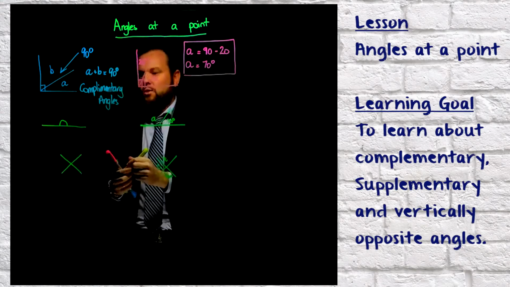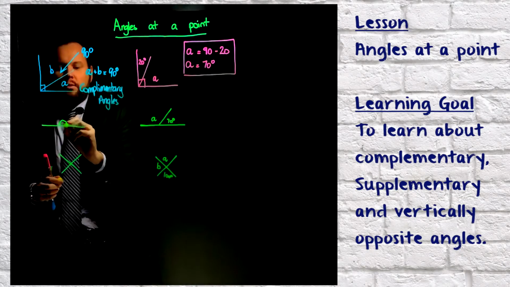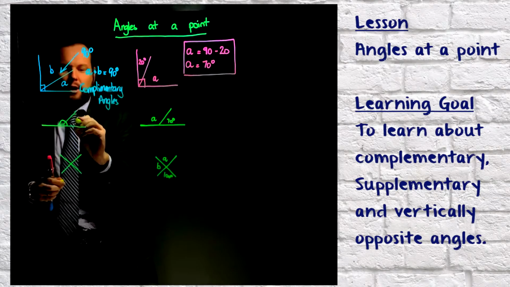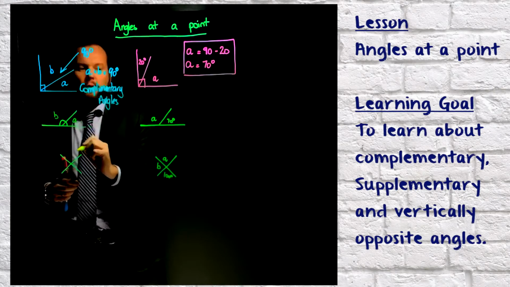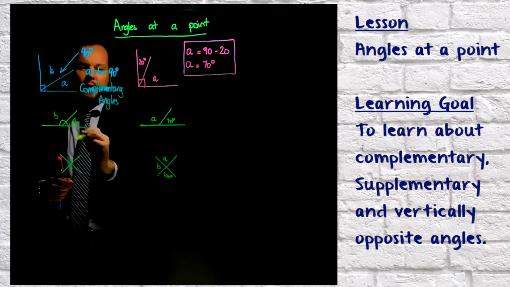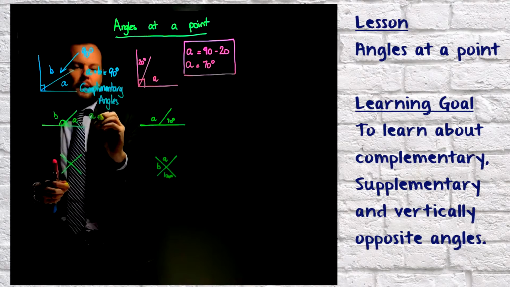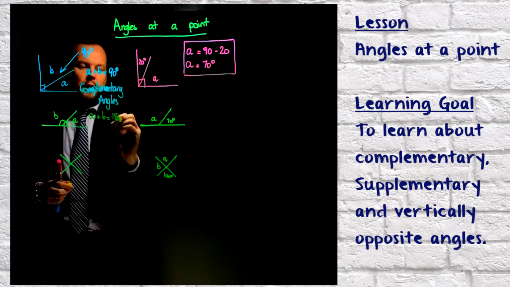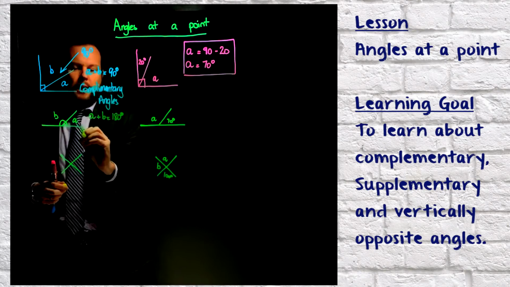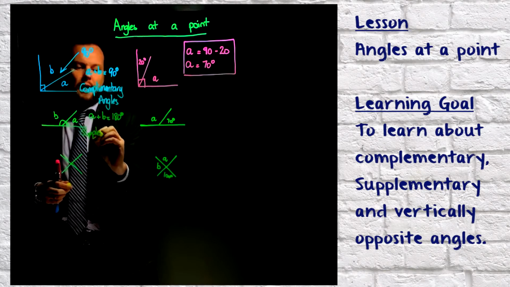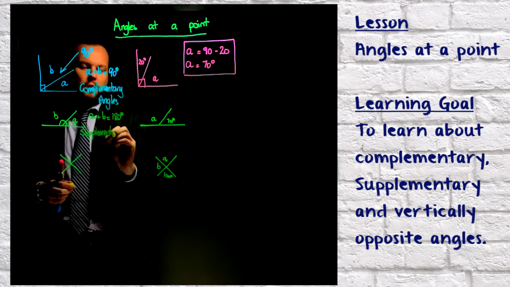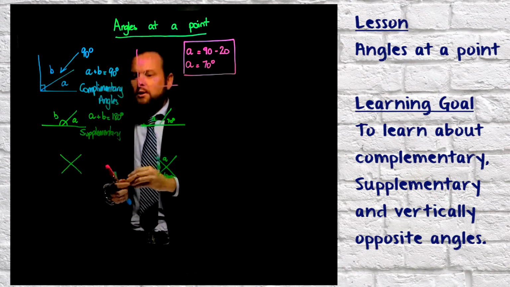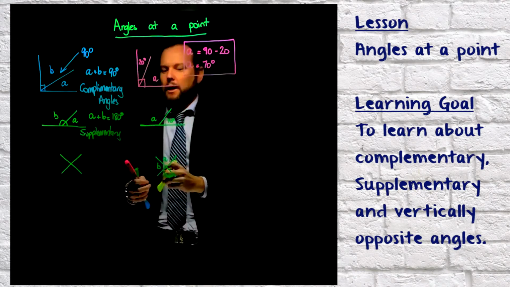Down here we have a straight angle, and straight angles equal 180 degrees. And it's the same thing. Let's just say we've got two there, okay? Angle A and B, and A plus B equals 180 degrees, which makes them supplementary angles. Supplementary angles, okay? So supplementary angles add up to 180 degrees.